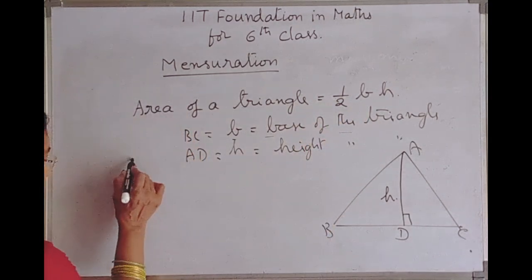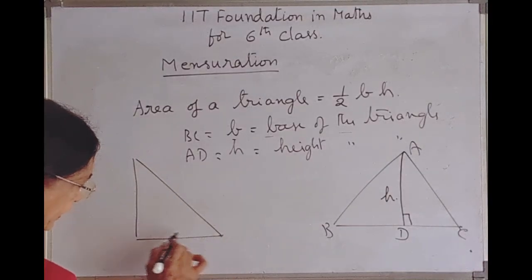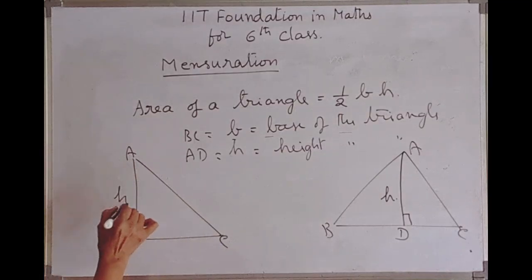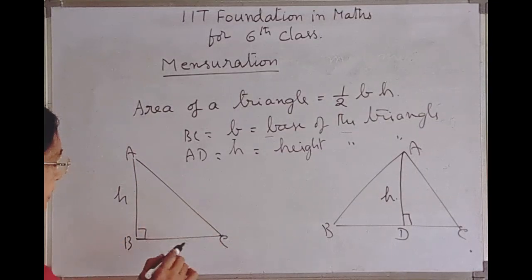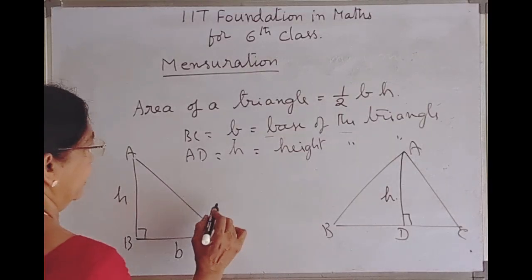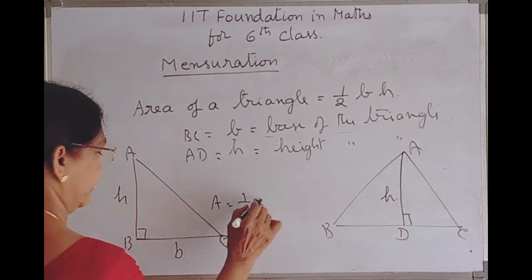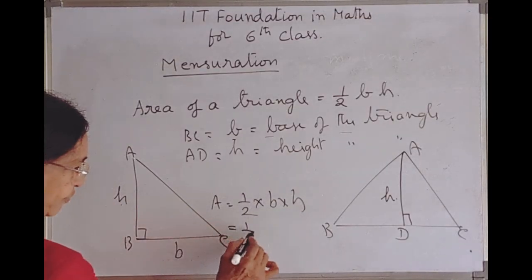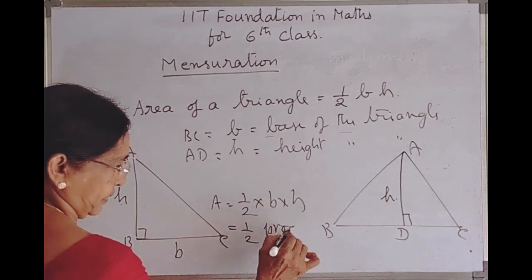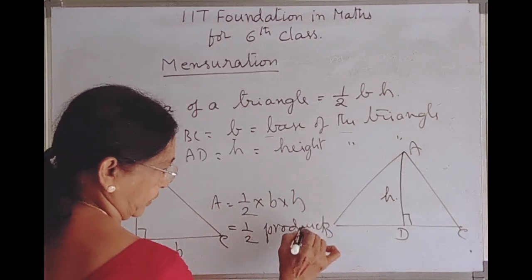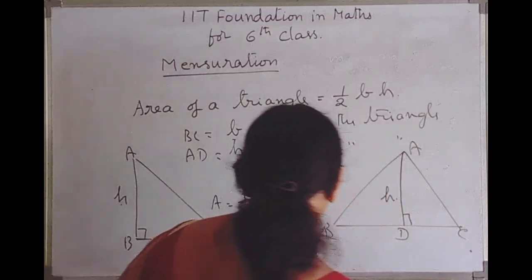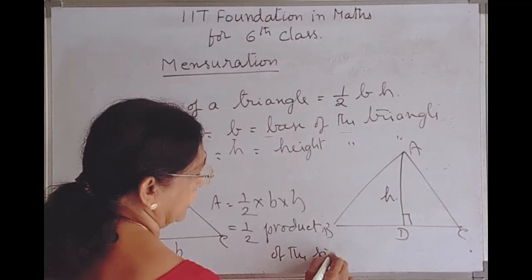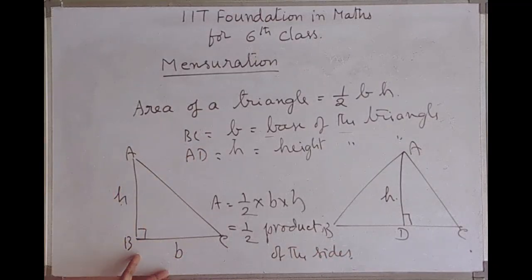If the triangle is a right angle triangle ABC, this AB is the height and let BC be the base. Then the area is equal to half into base into height. B is one side and H is another side. Therefore, half into the product of the sides. This is for the right angle triangle.